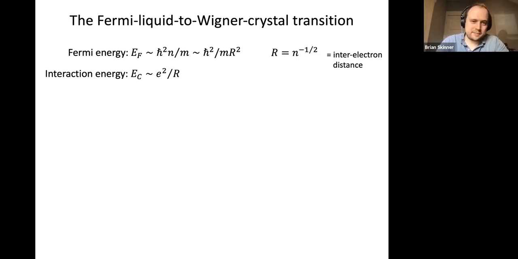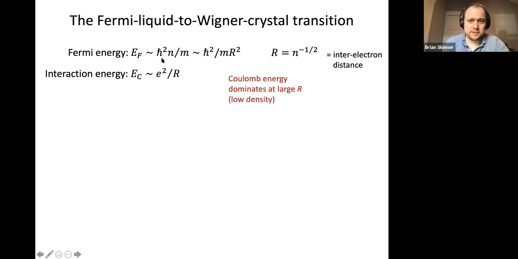Now we can compare that to the typical repulsive energy between electrons, and it's of order e² over r, where r is again that inter-electron spacing. Now, if r is very small, which means the density is high, then this Fermi energy is very big compared to the interaction energy, and that state that tries to minimize the kinetic energy is a good way to think about it. But in the opposite limit, where the density is very low and this r is very, very big, you'll notice that this interaction energy is much, much larger than the Fermi energy. And in that situation, you might think the electrons are going to want to minimize their interaction energy rather than their Fermi energy.